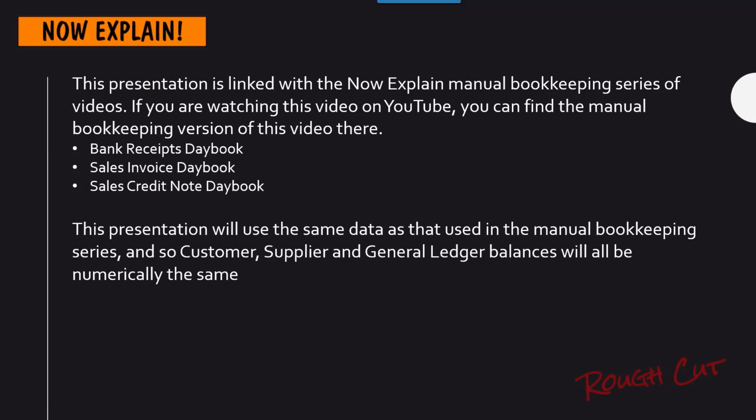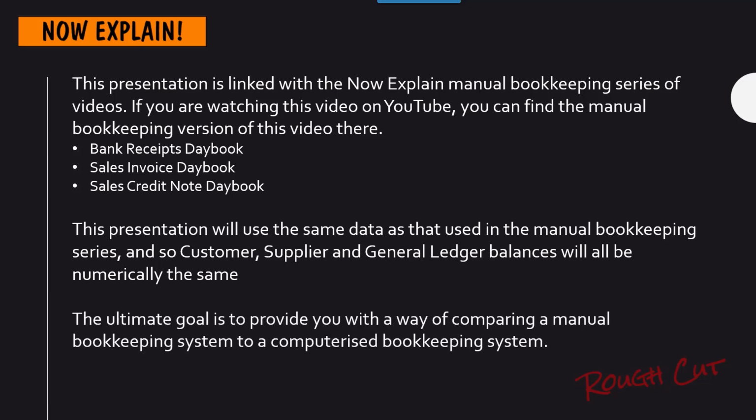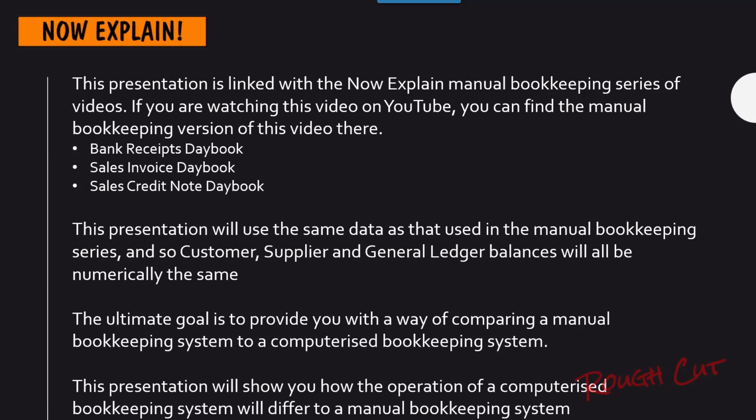This presentation will use the same data as that used in the manual bookkeeping series, and so customer, supplier and general ledger balances will all be numerically the same. The ultimate goal is to provide you with a way of comparing a manual bookkeeping system to a computerized bookkeeping system. This presentation will show you how the operation of a computerized bookkeeping system will differ to a manual bookkeeping system.